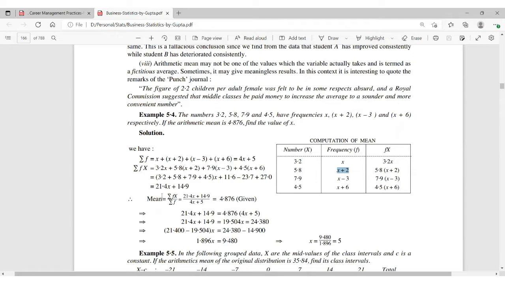So the formula for the mean is summation of fx upon summation of f, the total of these divided by the total number of observations. Summation of f comes to 4x plus 5. The mean is already given as 4.876. Now from this equation, cross multiply and solve to get the value of x.